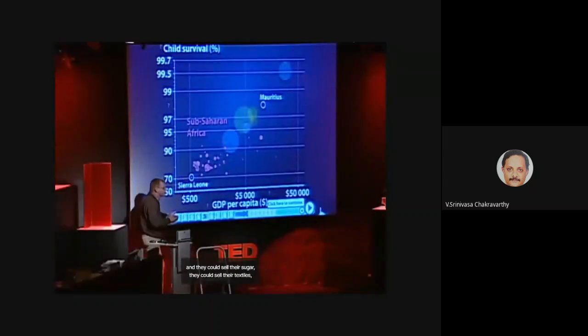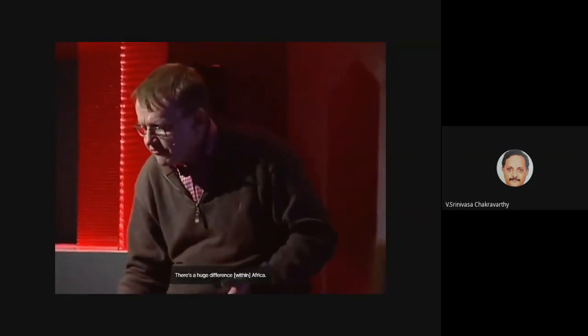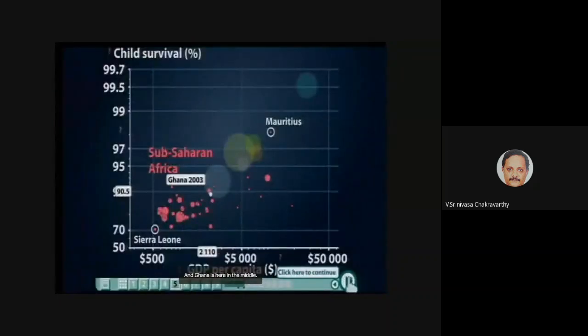Sierra Leone is down there, Mauritius up there. Mauritius was the first country to get away with trade barriers, and they could sell their sugar and their textiles on equal terms with the people in Europe and North America. There's a huge difference within Africa, and Ghana is here in the middle. In Sierra Leone, humanitarian aid. Here in Uganda, development aid. Here, time to invest. There you can go on holiday. It's a tremendous variation within Africa, which we very often treat as if everything is equal.